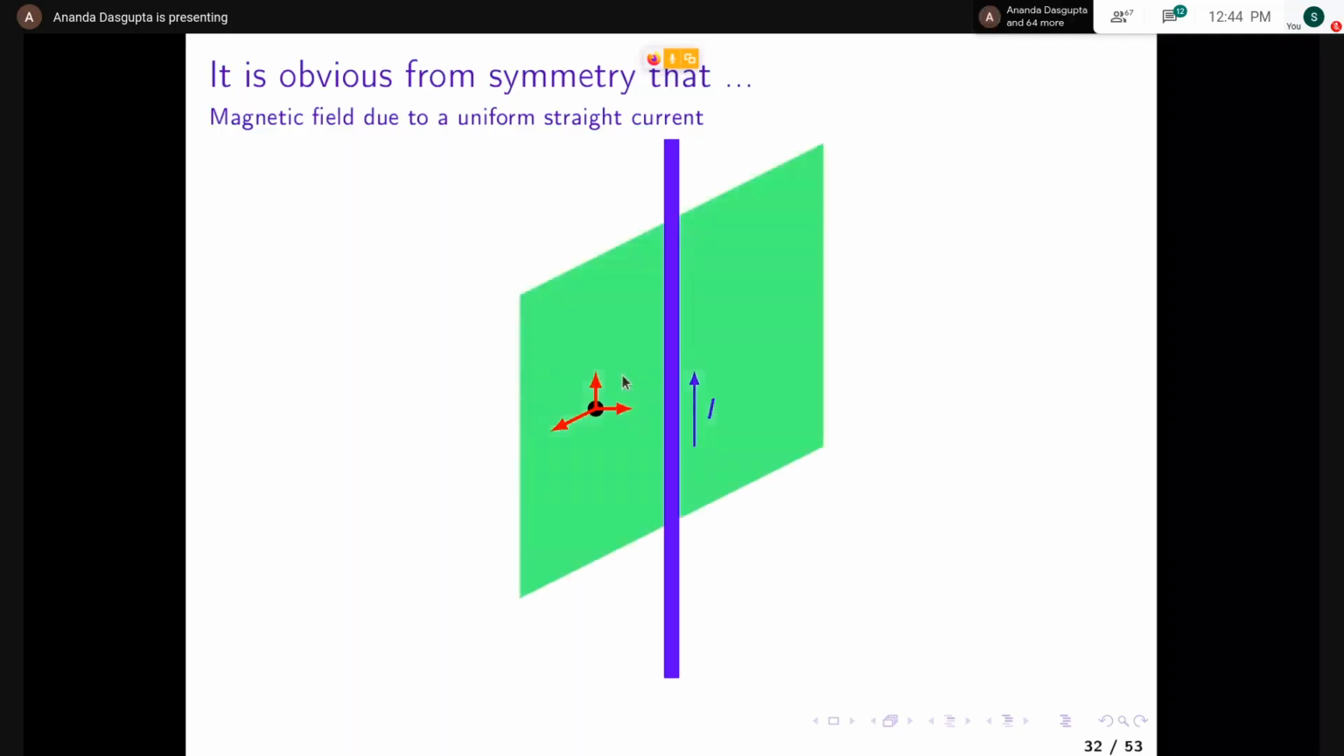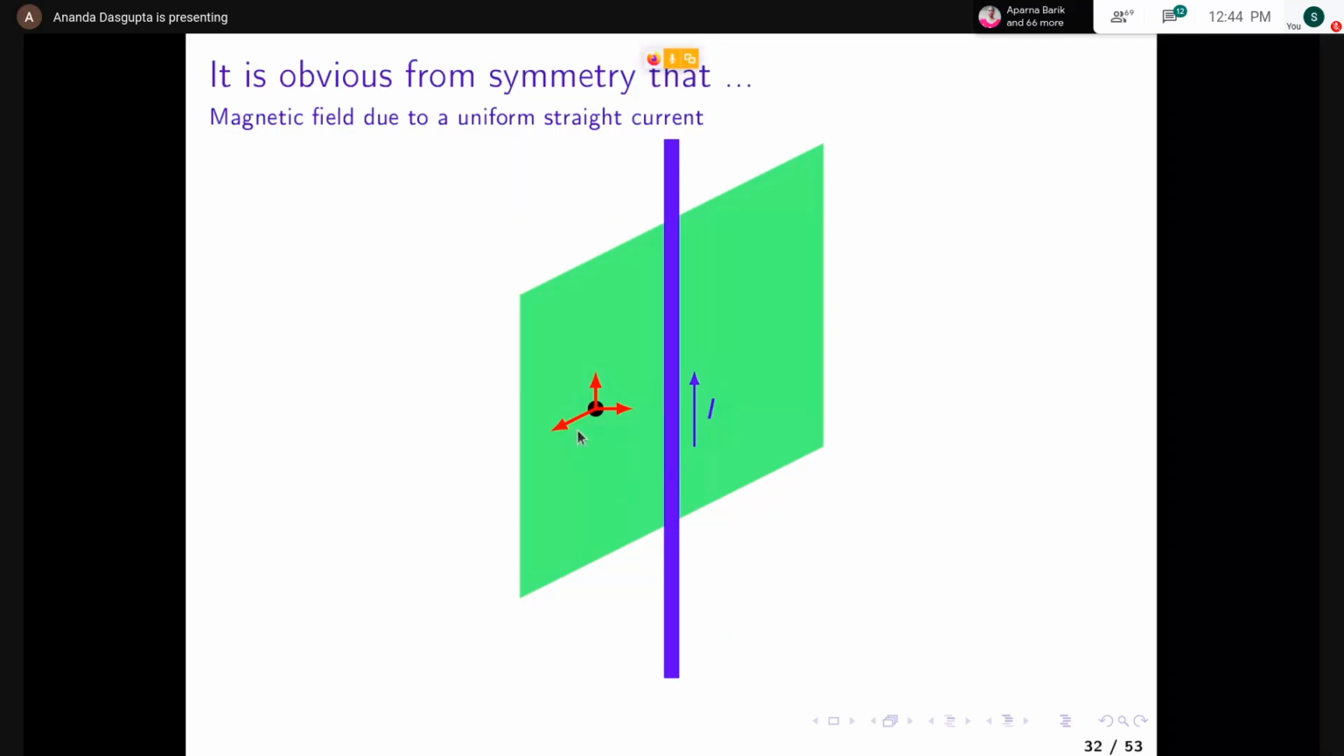Just imagine reflecting in this plane. If you reflect in the plane, the wire stays the same, the current stays in the same direction. Because all the electrons, which of course are moving down here, are actually moving in the plane. So when you reflect, they're moving in exactly the same direction. The current stays upwards. The point stays the same.